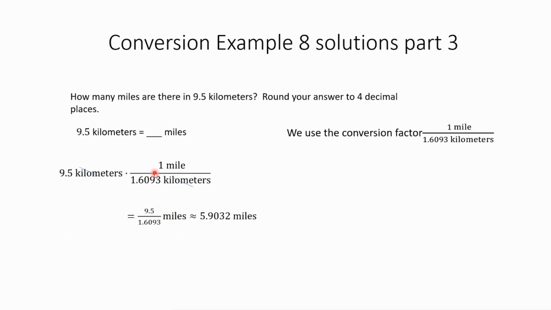Now remember, the way we actually did this is the factor label method, right? Basically you're just using some kind of conversion factor, which is a fraction. And to convert it, you just basically multiply, right? And you want units to cancel, okay? That's the whole point of this. You want units to cancel.